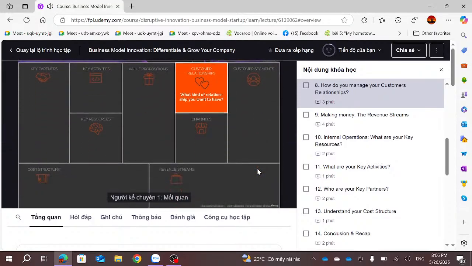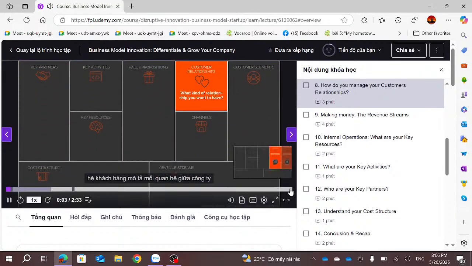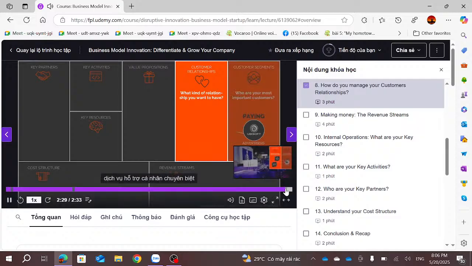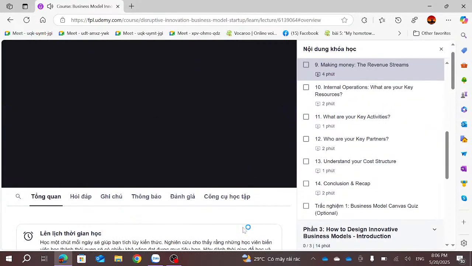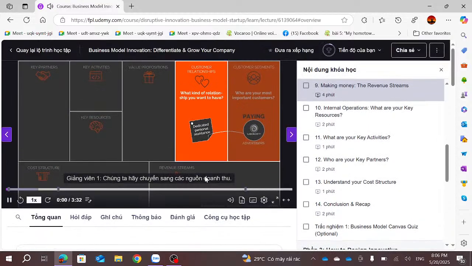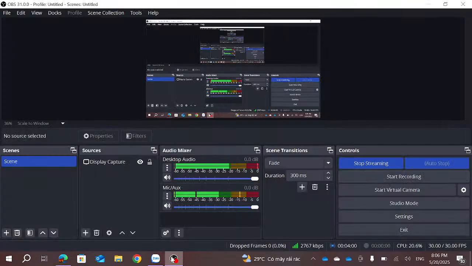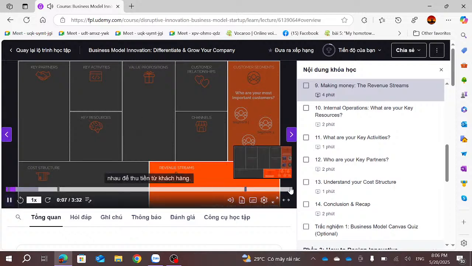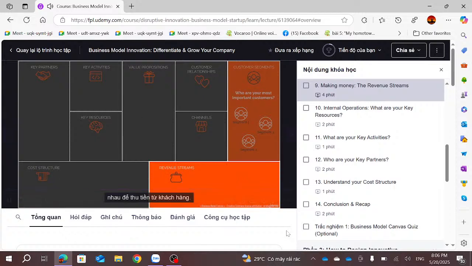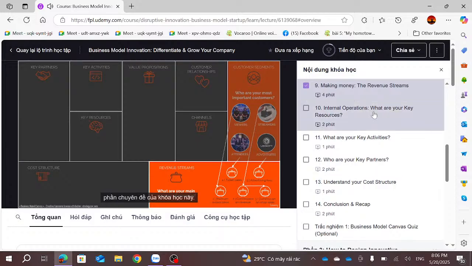Customer relationships describe the relation that a company has with its customers. Let's move on to the revenue streams. This block speaks for itself. These are the different ways you collect money from your customers.